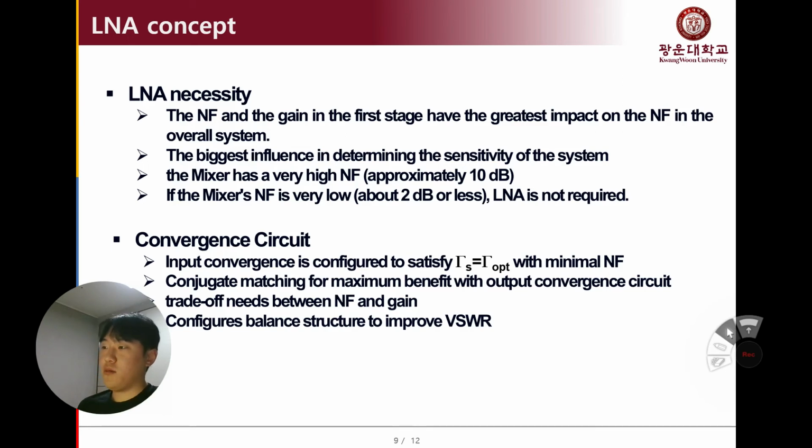And we explain the convergence circuit. Input convergence is configured to satisfy gamma optimization with minimal noise figure. Conjugate matching for maximum gain with output convergence circuit. Trade-off needs between noise figure and gain. Configures balance structure to improve VSWR.